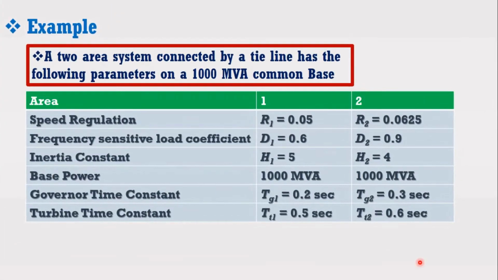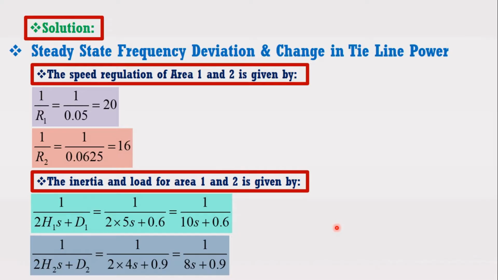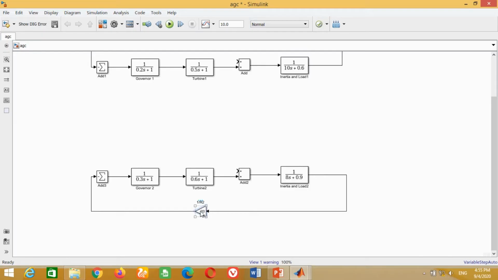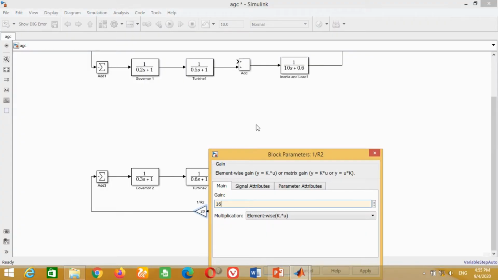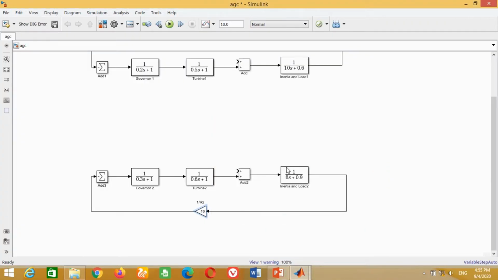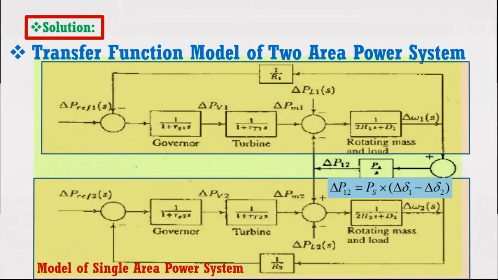The speed regulation given in the example for area 2 is 0.0625 per unit. Therefore, 1 upon R2 for area 2 will become 16. Double click on the gain block, put here 16 and press OK. Look at the block diagram of two area power system.